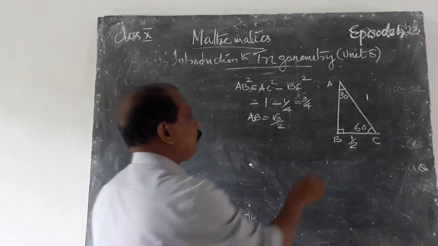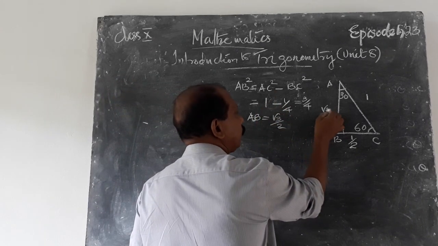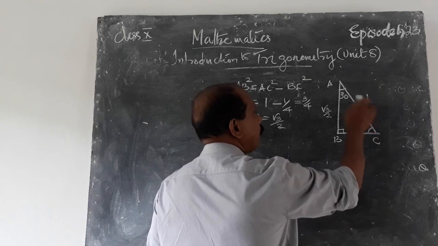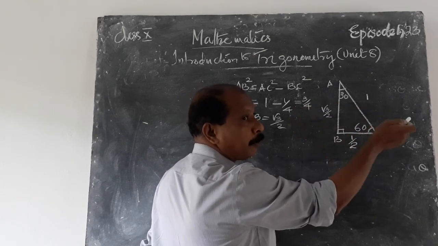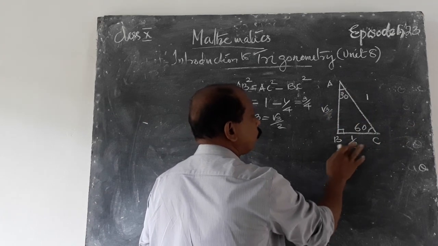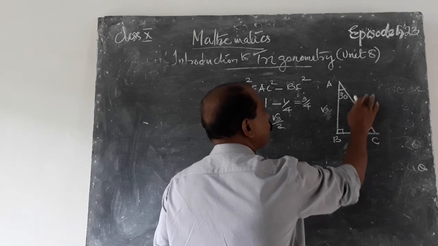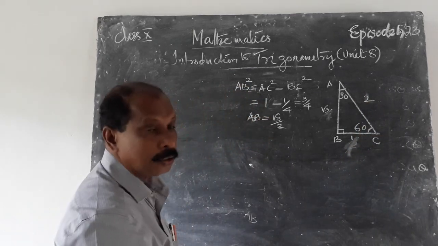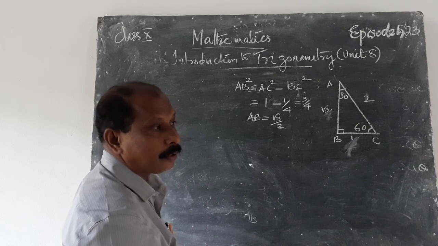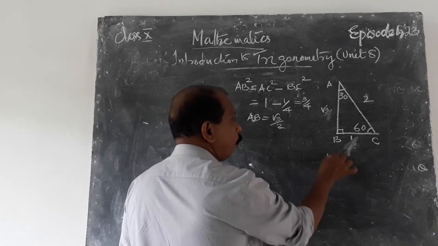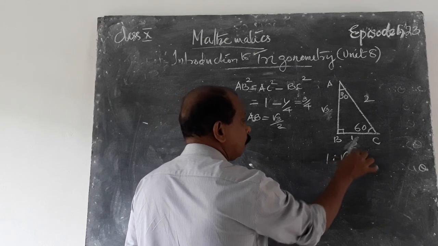That means this is root 3 by 2, this is 1 by 2, this is 1. Multiply each term by 2, we get root 3, we get 1, we get 2. Therefore, the angles are 30 and 60. The ratio is 1 is to root 3 is to 2.